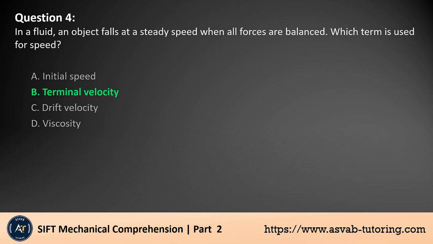The answer is B. When an object falls through a fluid and all forces, like gravity and drag, balance out, it reaches a constant speed, known as terminal velocity. At this point, the object no longer accelerates and continues to fall at a steady speed.